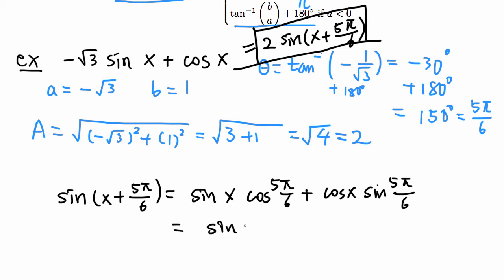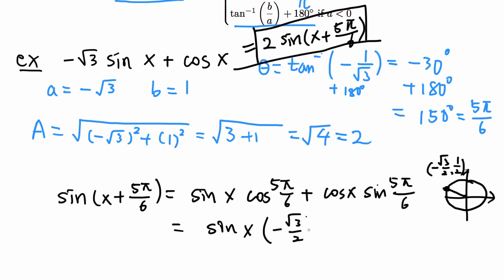And cosine of 5 pi over 6 and sine of 5 pi over 6, if we use the unit circle, and the angle is 150 degrees, here we have the xy coordinates of negative square root of 3 over 2, comma 1/2. So the x coordinate represents the value of cosine, so that's negative square root of 3 over 2. And the y value, 1/2, represents the value of the sine function.